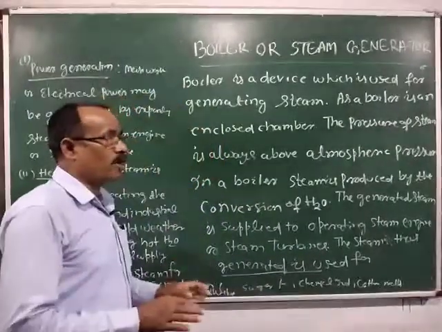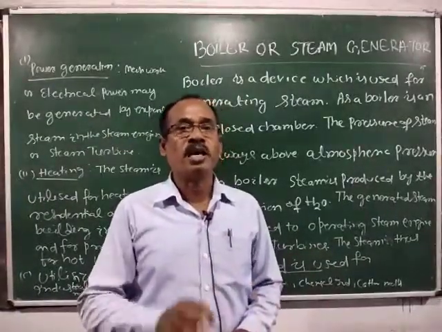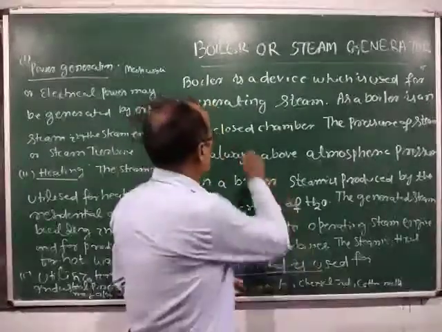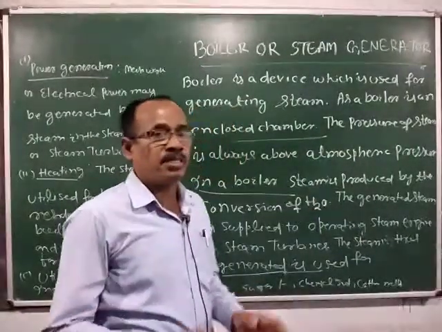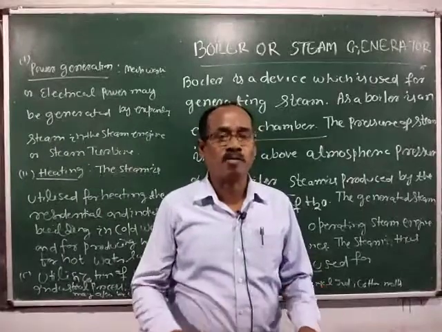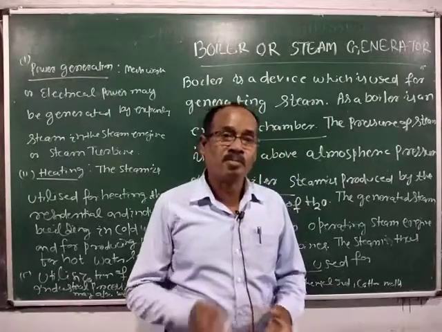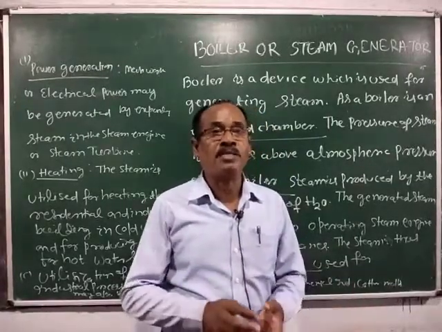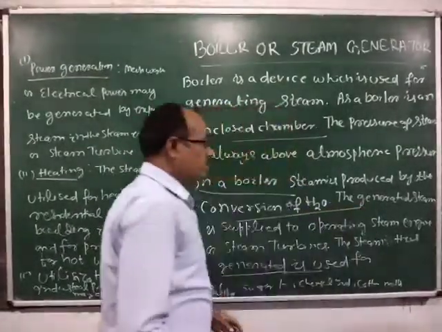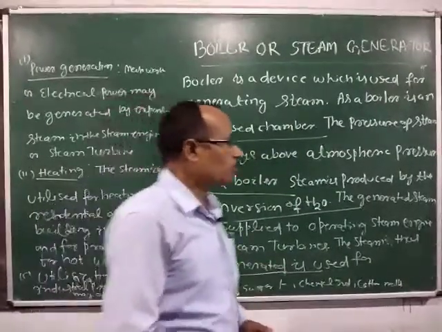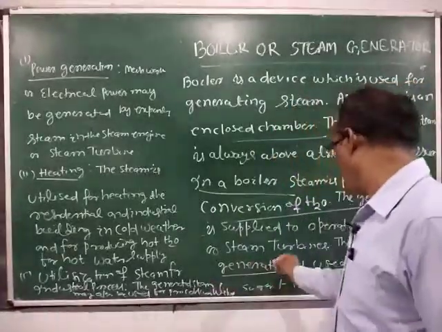As a boiler is an enclosed chamber, the pressure of steam is always above atmospheric pressure. In a boiler, steam is produced by the conversion of water. Generally, the main source of steam is water, which is cheap and plentifully available in nature. The generated steam is supplied to operate steam engines and steam turbines, etc.